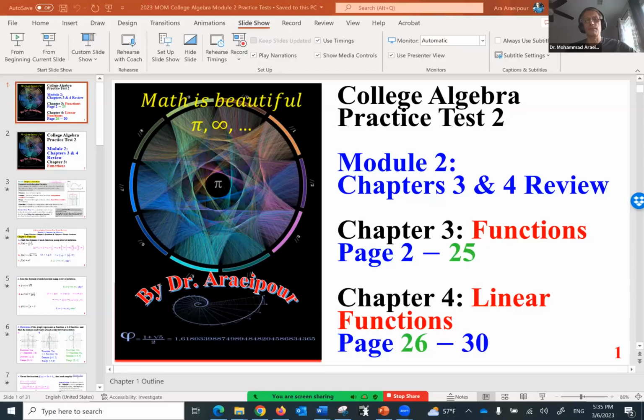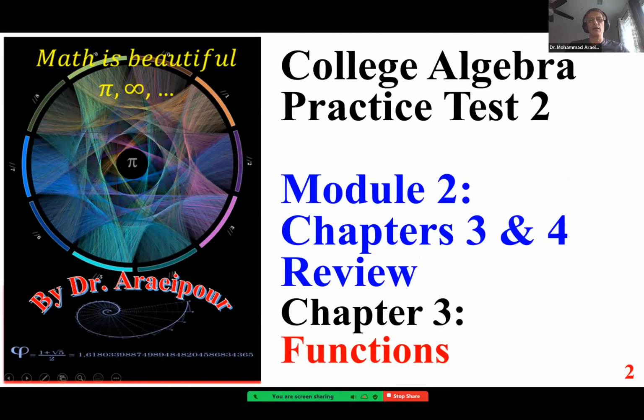Good afternoon, class. We are looking at module 2, covering chapters 3 and 4. Chapter 3, functions. Chapter 4, linear functions. And let's put this in slide mode. Here's chapter 2, chapter 3 and 4, functions.